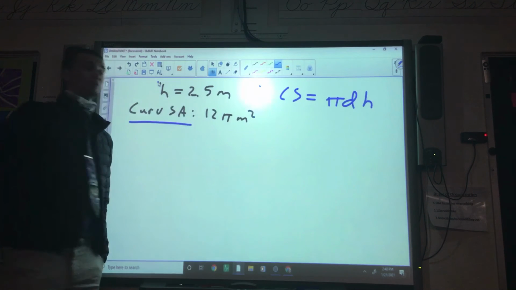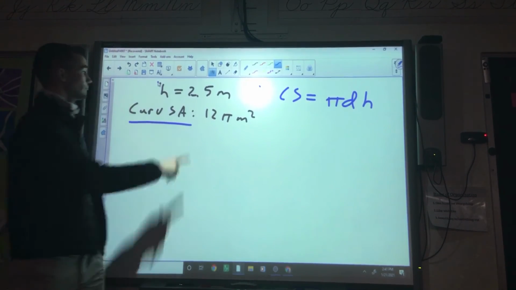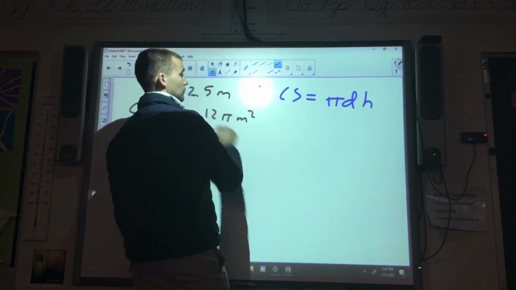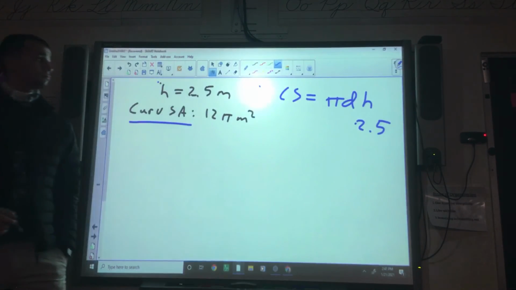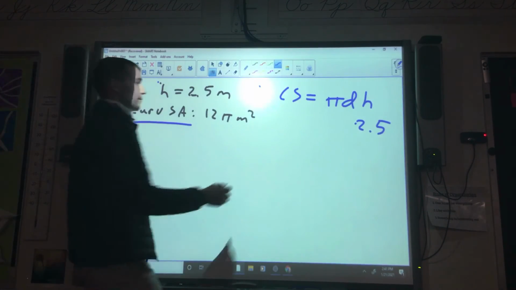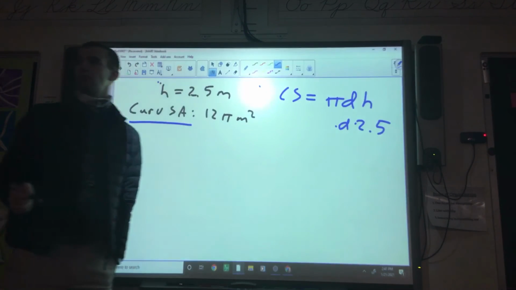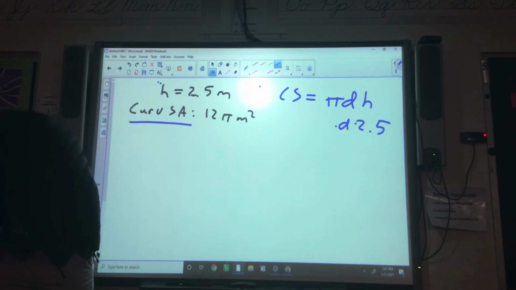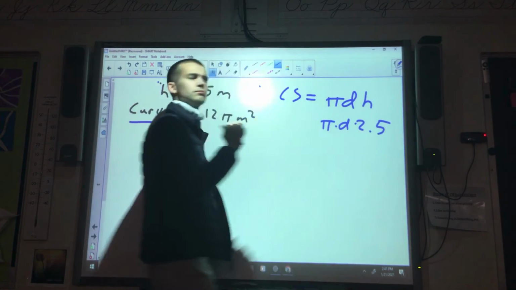Can we fill in anything that we know? Okay, the height is 2.5. Do we know the diameter? Nope. Do we know what pi is? No. We don't? It doesn't tell us? No. Oh, you're right, it doesn't. So what does that mean?